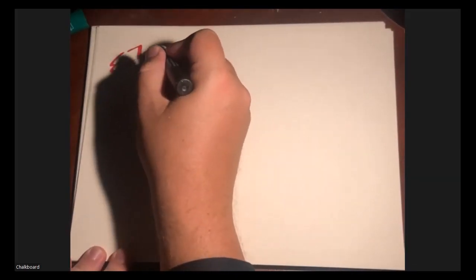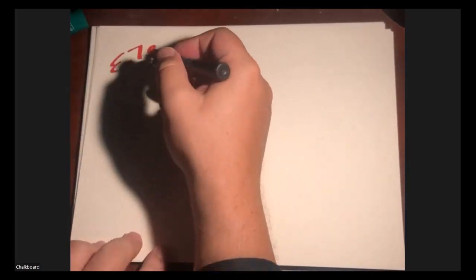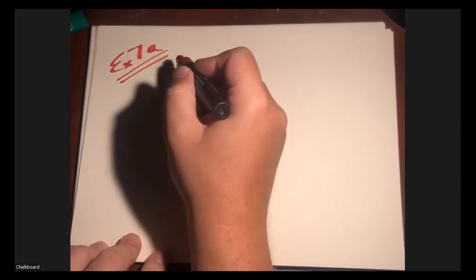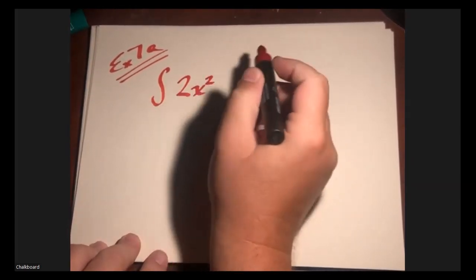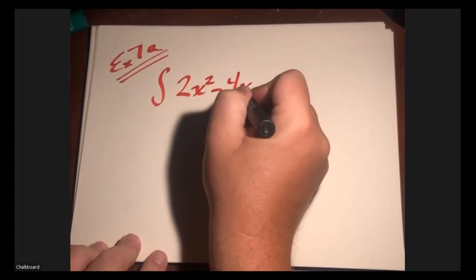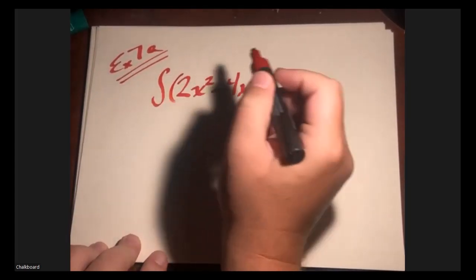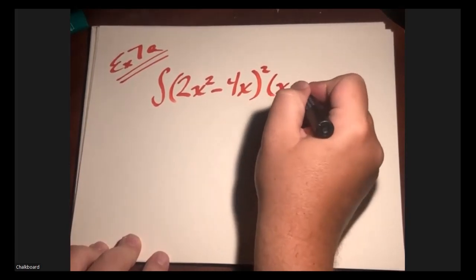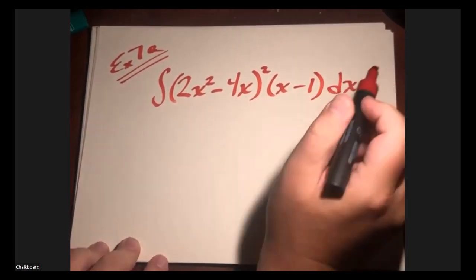Example 7 has 2 parts. This one is example 7a. We're asking to evaluate 2x squared minus 4x quantity squared times x minus 1 dx.